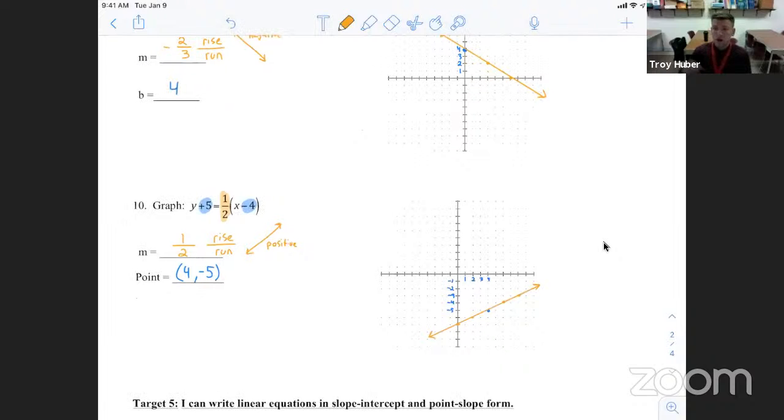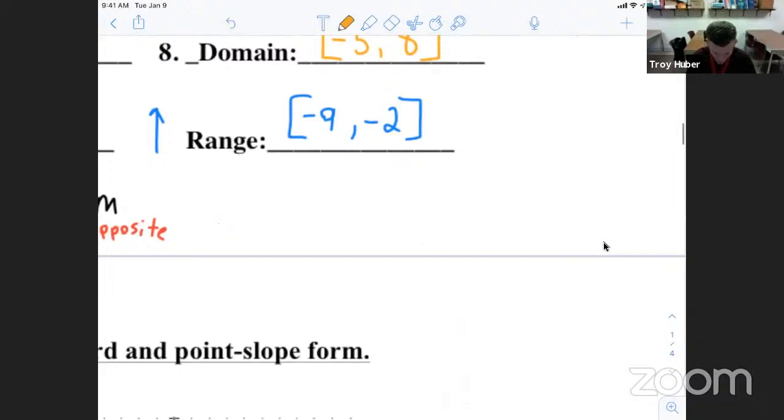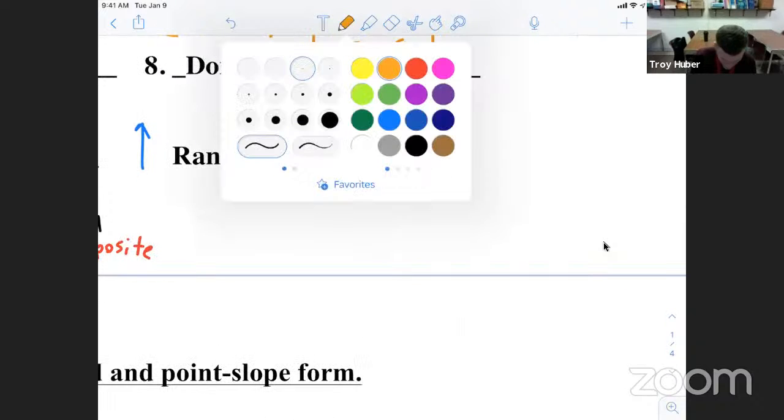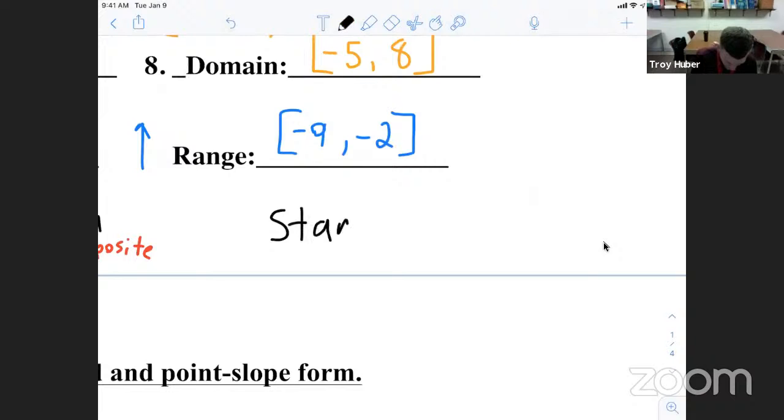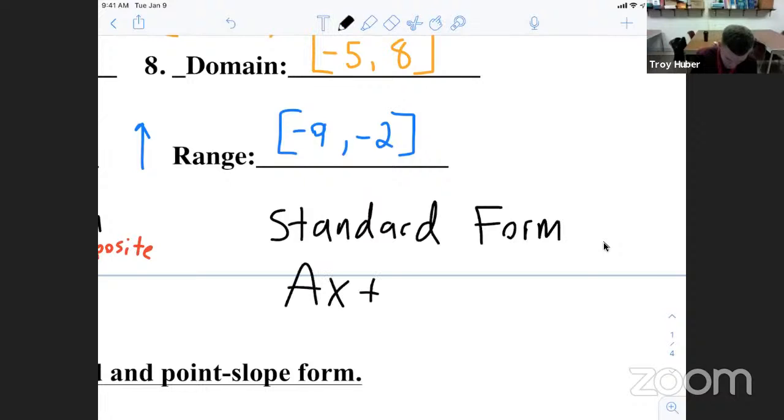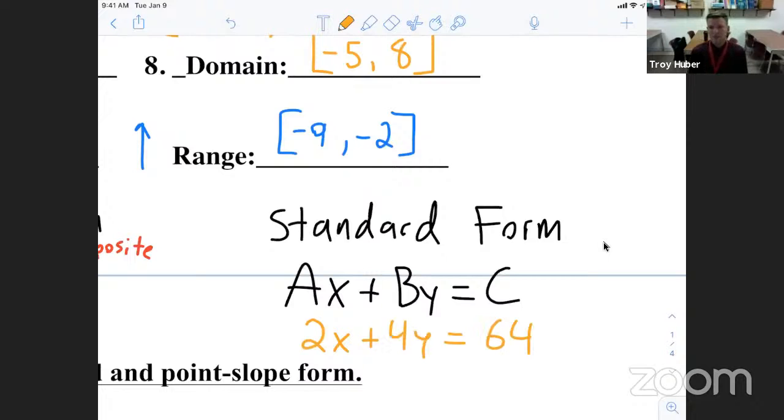Now, I did mention that there are 3 types of equations that we might see. That third one is what we call standard form, which is ax plus by is equal to c. For an example of this, it might be like 2x plus 4y is equal to 64. The reason we don't really like standard form is because this tells me nothing. It doesn't tell me a point. It doesn't tell me the slope. It doesn't tell me a y-intercept. So standard form's kind of not my favorite.